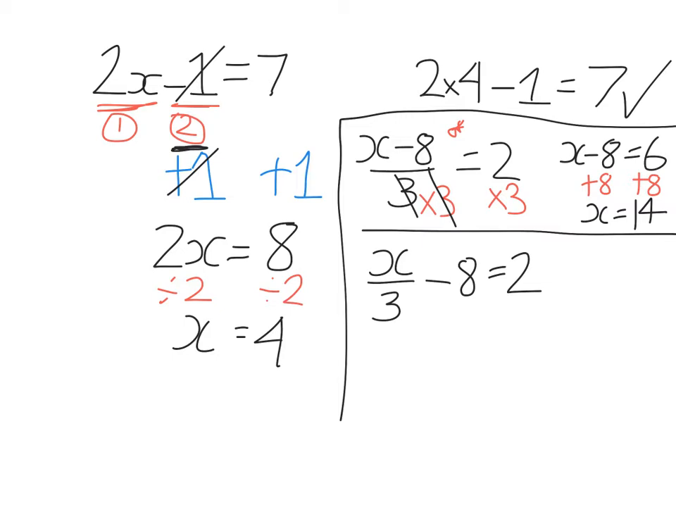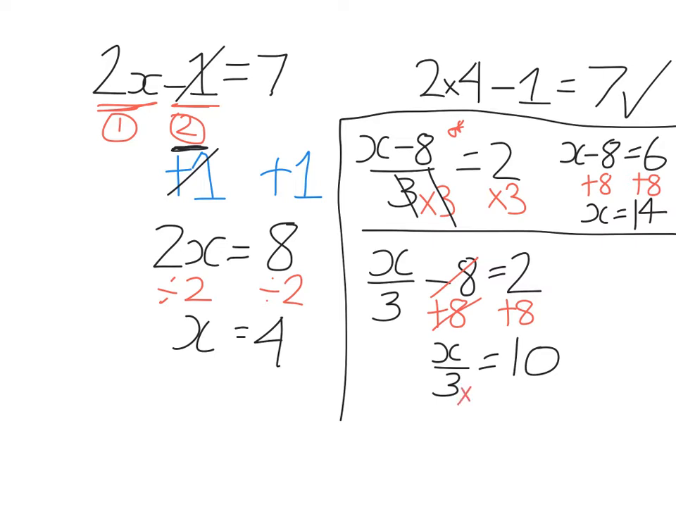Now let's solve the second one. So here I've taken x divided by 3, then subtracted 8. So when solving, I need to undo subtracting 8 first. So I add 8 to both sides. So those will cancel out. And I'm left with x over 3 equals 2 plus 8, which is 10.